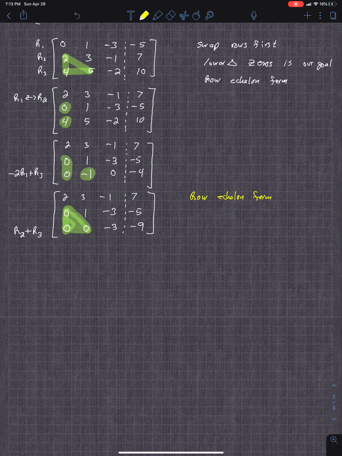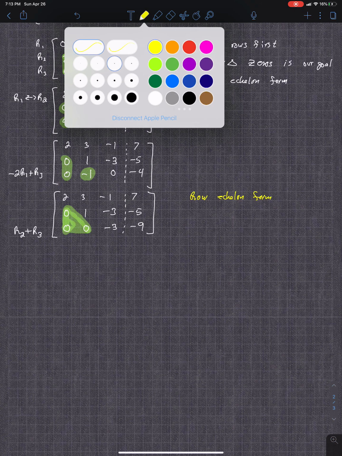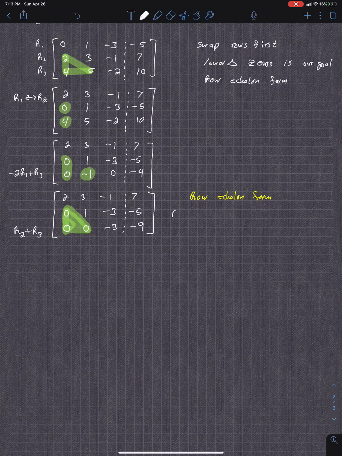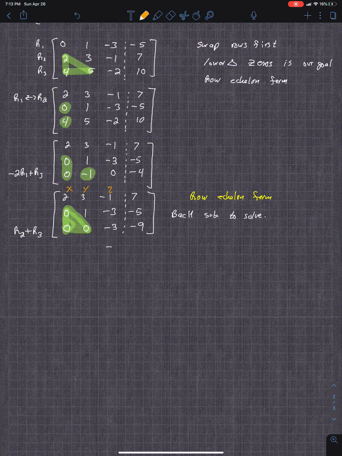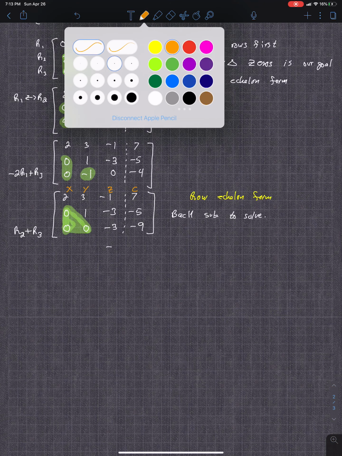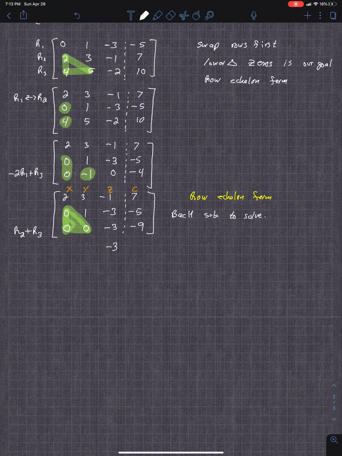Okay, so then what you can do from here is back substitute to solve. So we say back substitute to solve. So what this means then is, remember this is x, y, z, and your constant. So what that means is negative 3z equal to negative 9. And then you can solve for z. z is equal to 3.